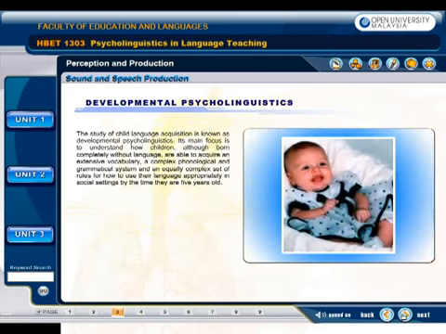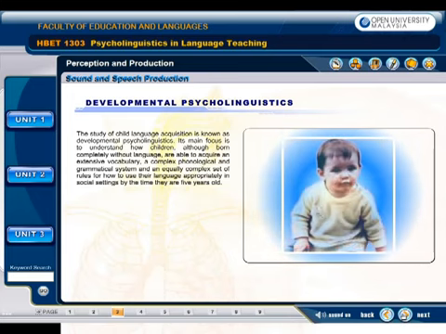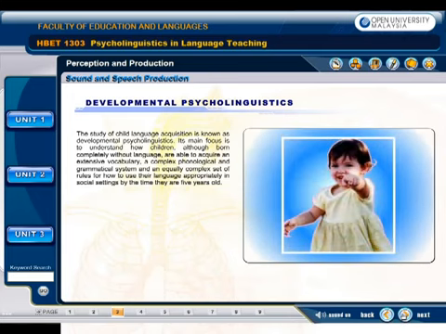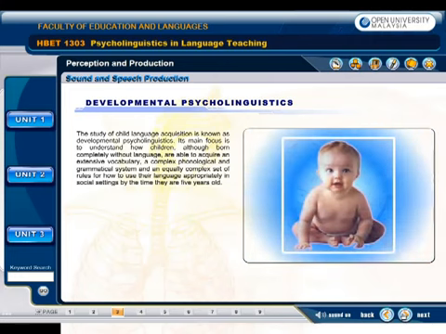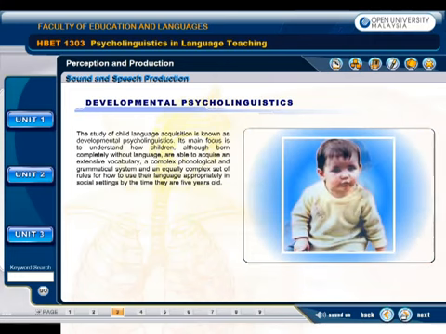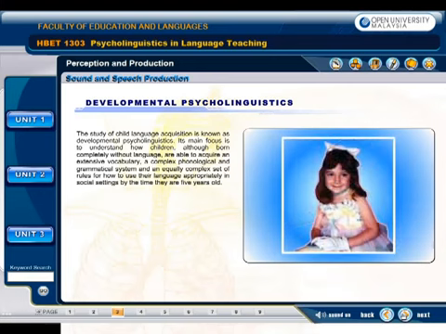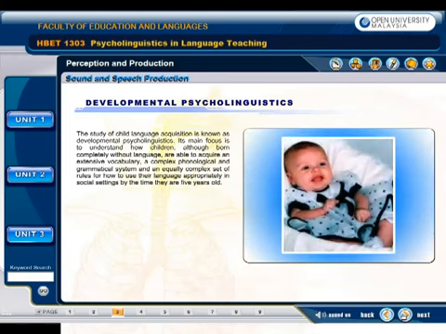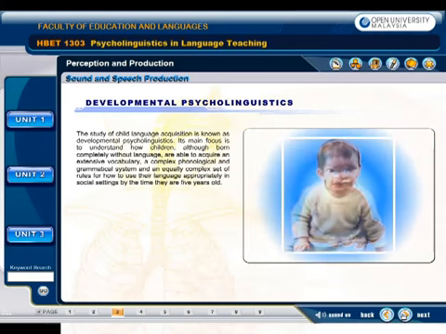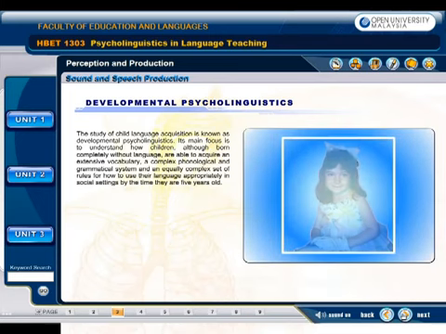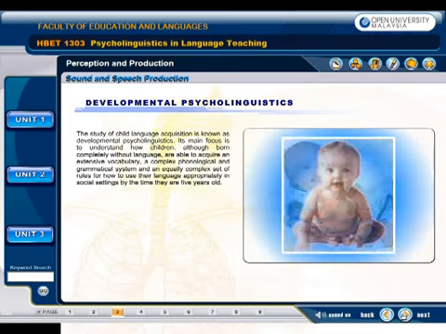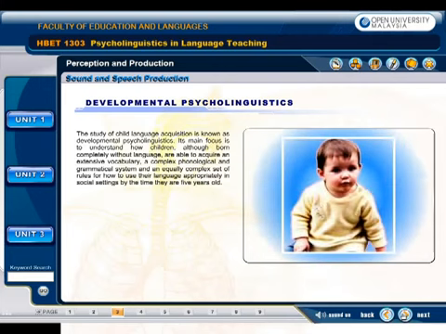the study of child language acquisition is known as developmental psycholinguistics. Its main focus is to understand how children, although born completely without language, are able to acquire an extensive vocabulary, a complex phonological and grammatical system, and an equally complex set of rules for how to use their language appropriately in social settings.